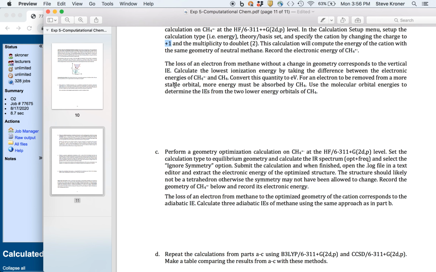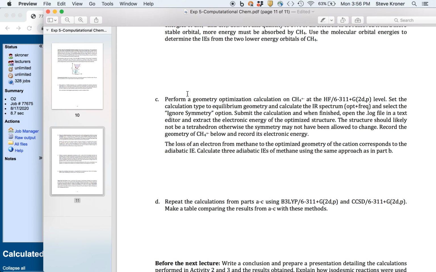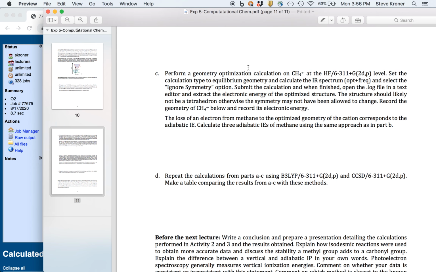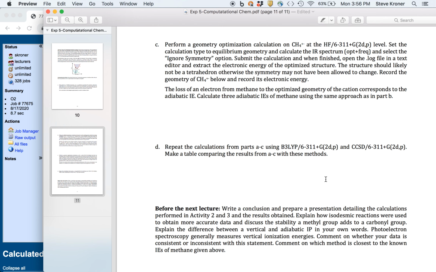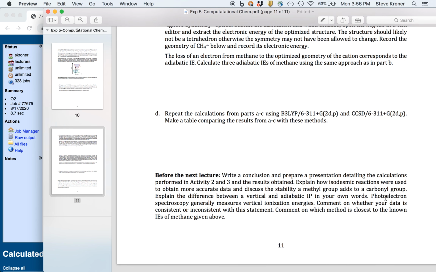I think we'll discuss some of the analysis in a separate video. Then we'll do a separate calculation where we actually allow the geometry and energy to minimize. So we do an optimization calculation and then repeat the analysis. Then we go back through this using B3LYP and CCSD(T), or just CCSD, and compare their results.